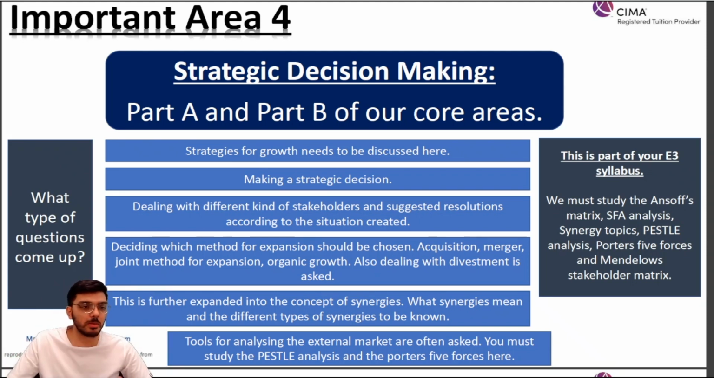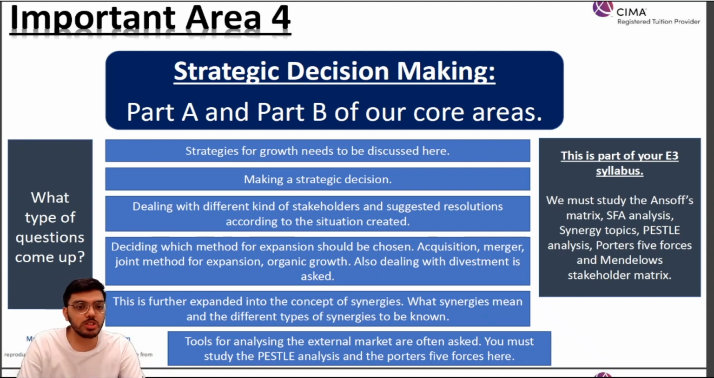So what type of questions come up from this particular area? Strategies for growth need to be discussed here. They can ask you, our business is looking at this particular segment, expanding into this segment. We need your valuable opinion. They may ask you to make a strategic decision. They can give you 2-3 alternatives, ask you to choose the best. They can give you one alternative. They can ask you whether we should take this strategic decision or not. So you should be able to deliver a clear vision.